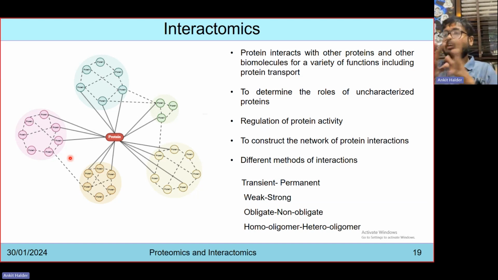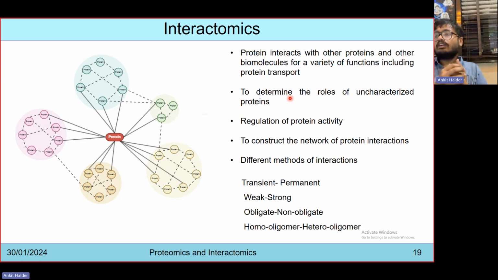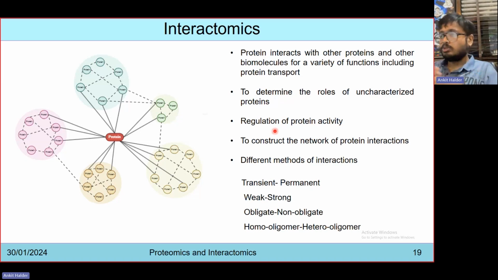So this is the complete network, and the study of this complete network and the interactions is what we can term interactomics. So what are its uses? It can help us determine the roles of uncharacterized proteins. If we can identify certain proteins which have not been well characterized, through their interaction pattern, or through the prediction of how they can interact, we can get those kinds of ideas. Then it plays a huge role in the regulation of protein activity, and in constructing the network of protein interactions.